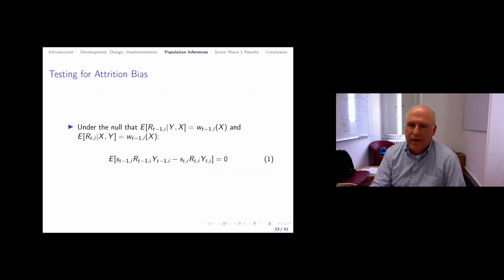So here's the point. If both of these weights are correct, in the sense that they are the expected value of response conditioned on Y and X, then the quantity in equation 1 has expectation 0.